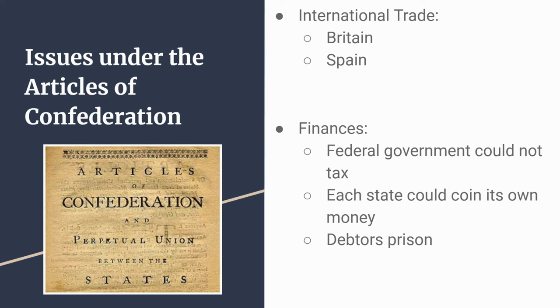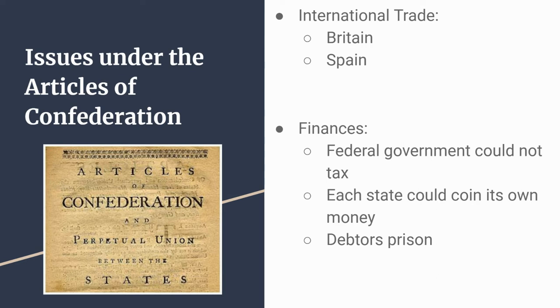Another issue is that every state could coin its own money. So you could have Connecticut dollars and then Massachusetts dollars, and you'd have to exchange your money when you went to different states. So you can see there's going to be differing values of the money. There's going to be inflation or deflation in other states. It's going to be a mess. These states are going to have difficulties trading with each other.